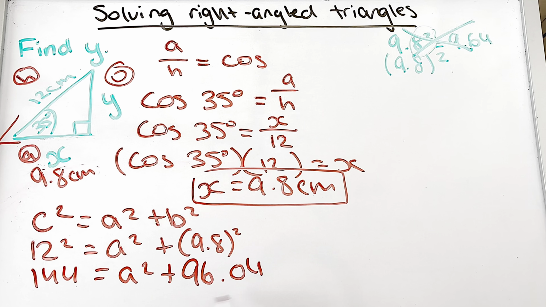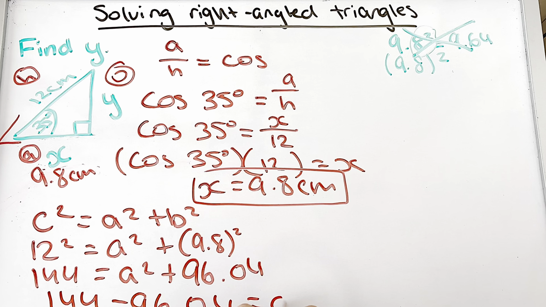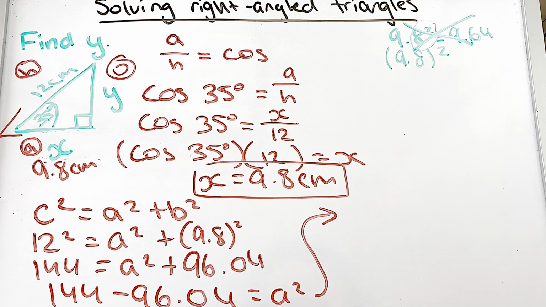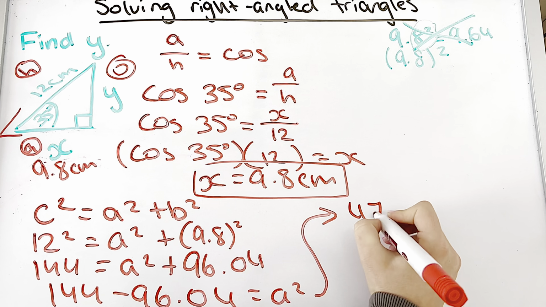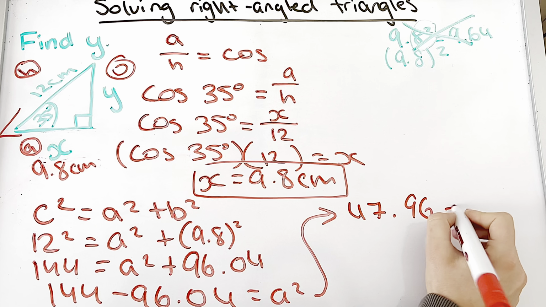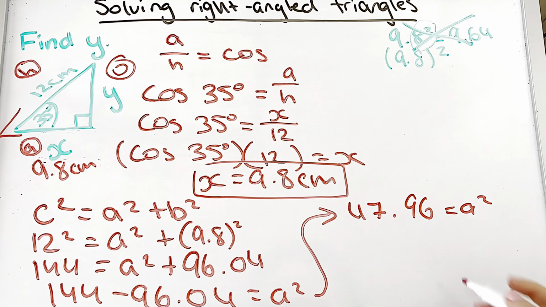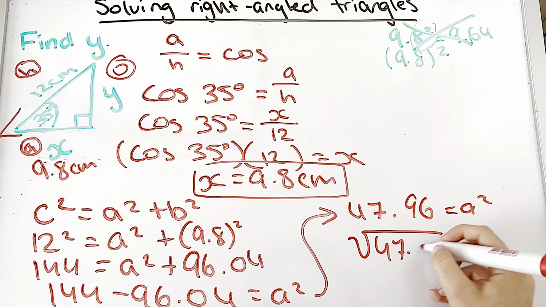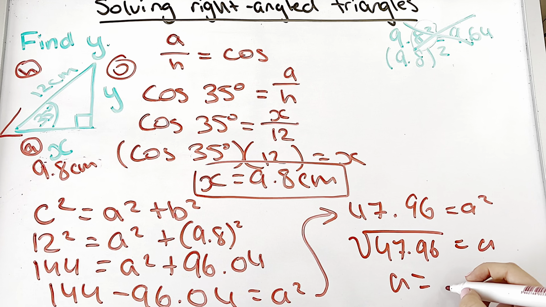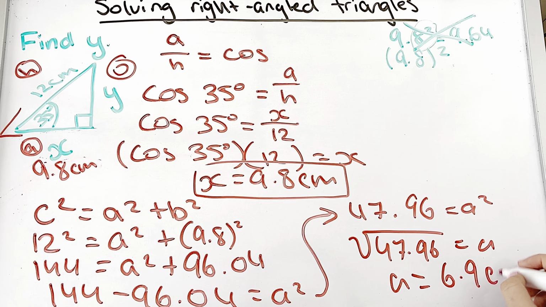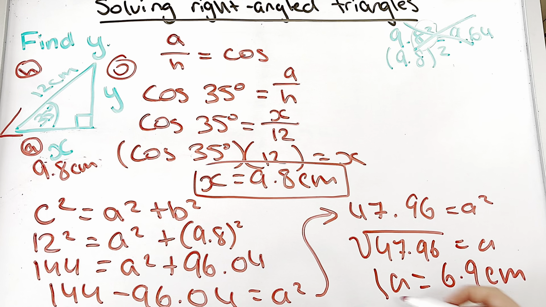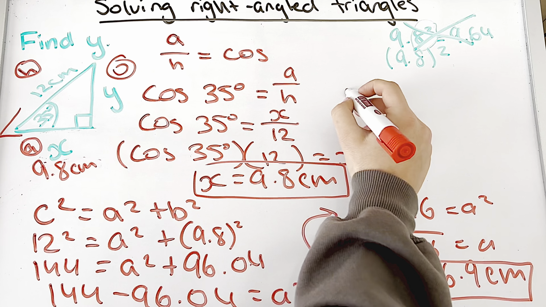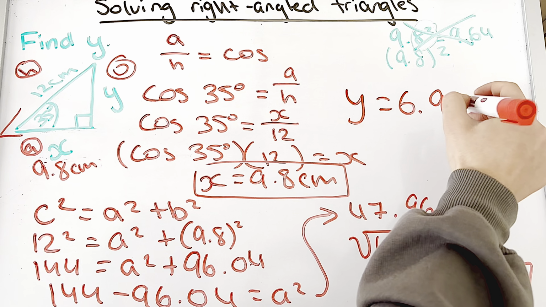96.04. Now, I'm going to bring this 96.04 to the other side to allow everything to be equal to a squared. So 144 take away 96.04 is equal to a squared. Taking that away will give us 47.96. Now, to get rid of this squared, I'm going to have to square root 47.96, and that will give me 6.9 centimeters. Please don't forget your units. So, in that case, y is equal to 6.9 centimeters.